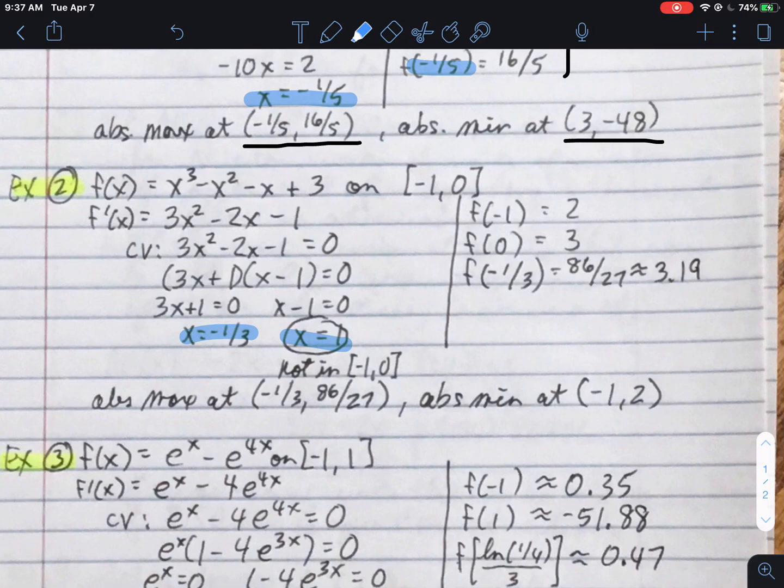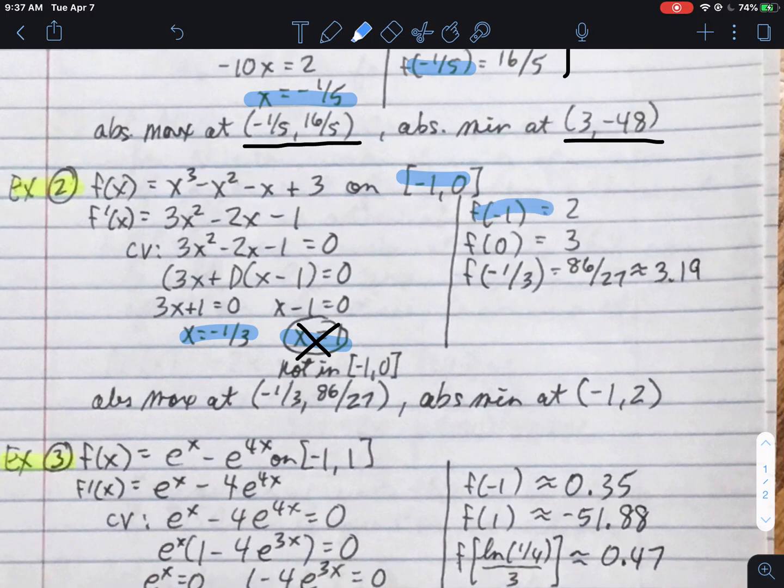But then this goes back to what I said earlier. Notice 1 is not in our interval. We're only interested in the values of the function that lie between negative 1 and 0. So since 1 is not in that interval, I don't care about that value. It's a critical value of our function, but it's not going to give me any information about what happens in the interval from negative 1 to 0. So I'm only interested in negative 1/3 because that's the only critical value that falls within the specified interval.